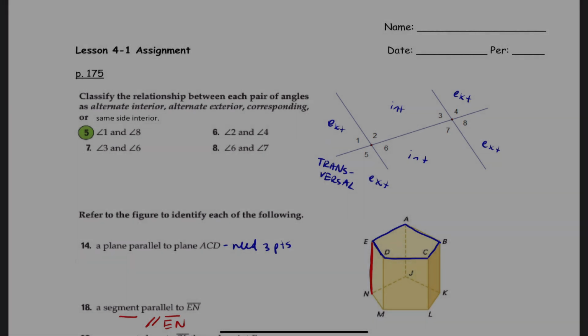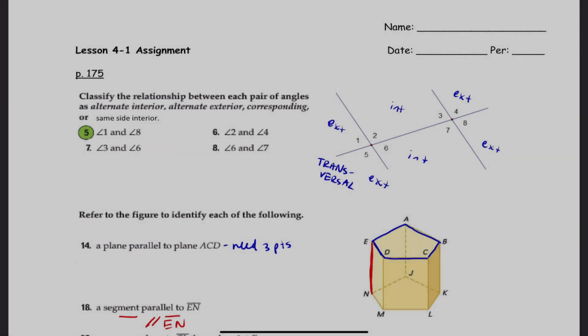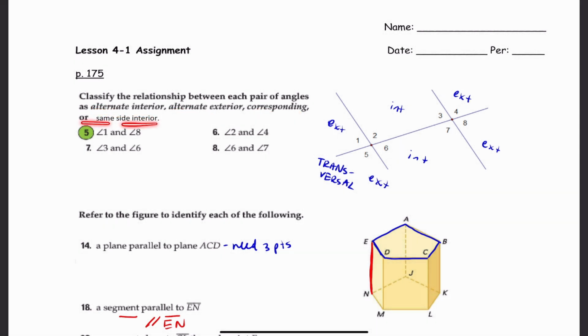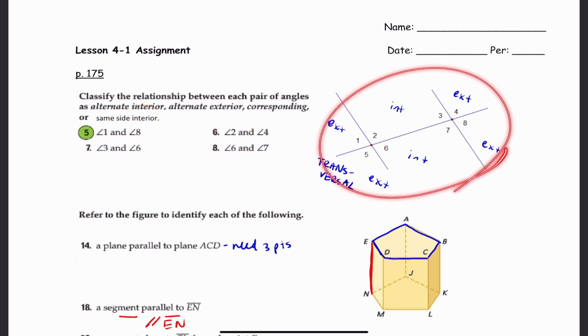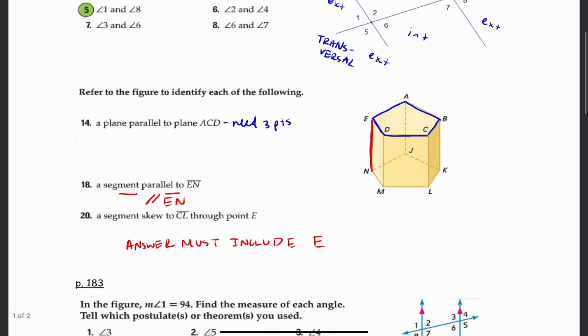It says classify the relationship between each pair of angles as alternate interior, alternate exterior, corresponding, and don't forget the same side interior, okay? So I have already labeled which ones are the interior angles, the exterior angles, and this, by the way, is the transversal itself. So hopefully that will help you figure out, if you're looking at the problems and trying to determine the relationship, just look at this picture and then choose one of them, okay? So make sure that you're using your notes, the pink sheet, to answer those questions.